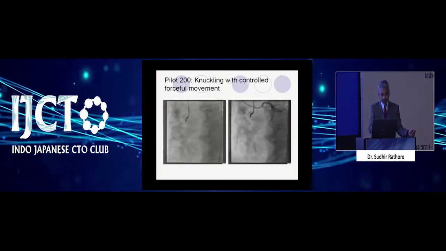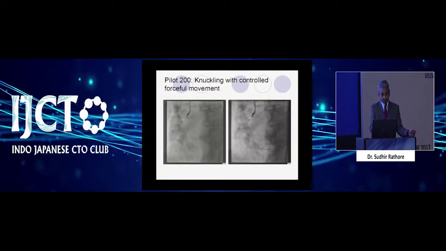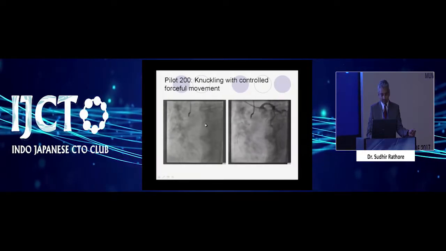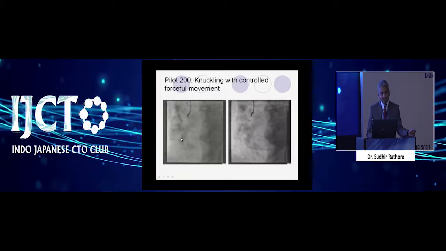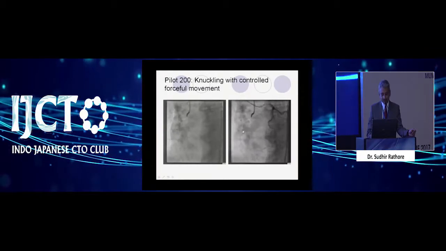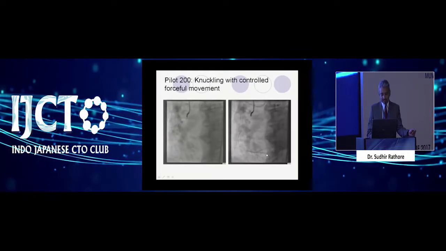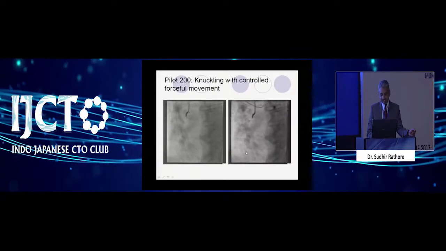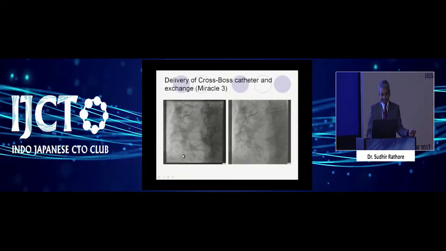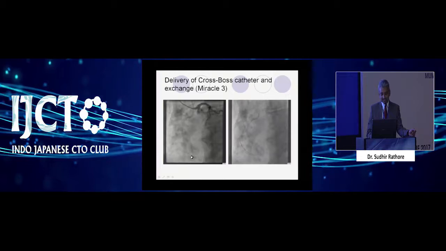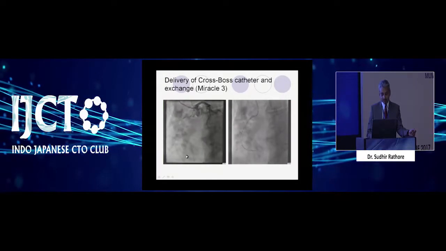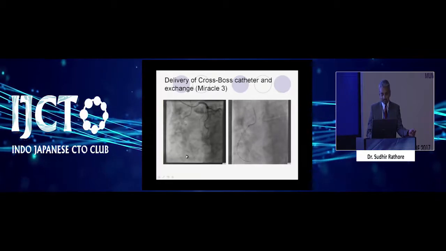And you can see the course of the knuckle here, that it was difficult because the right coronary artery, you see here, is very tortuous and it has got a double bend. That's why we're not able to get into the true lumen. So this is when we have crossed the CTO segment in the subintimal space. You can confirm it with the contralateral injection. After that, we pass the cross-boss catheter, as you can see here, which is sitting in the subintimal space in the distal artery, and you can see the true lumen is above the cross-boss.